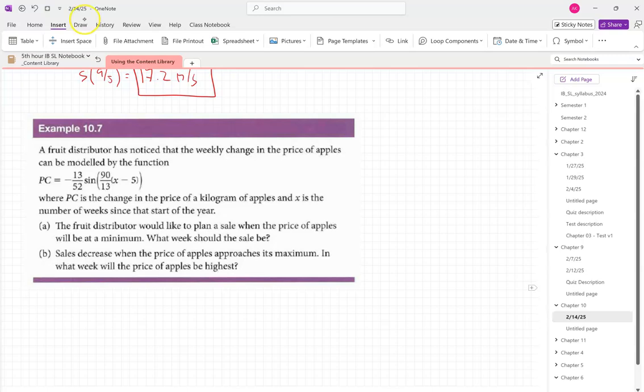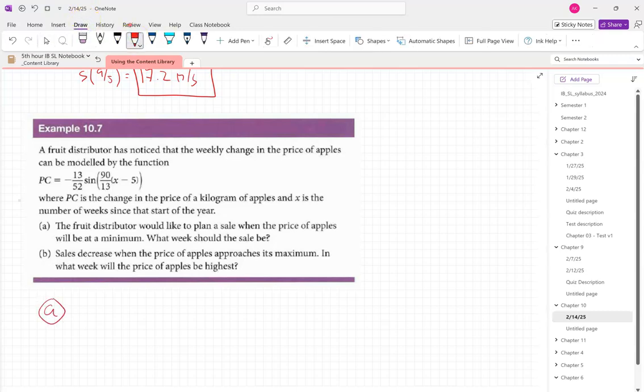Okay. So, what do we do here? This is a little tricky because there's words in here that matter.